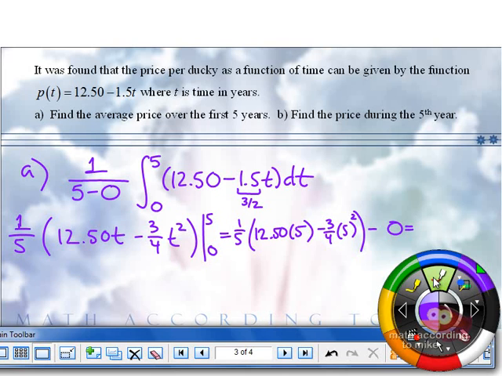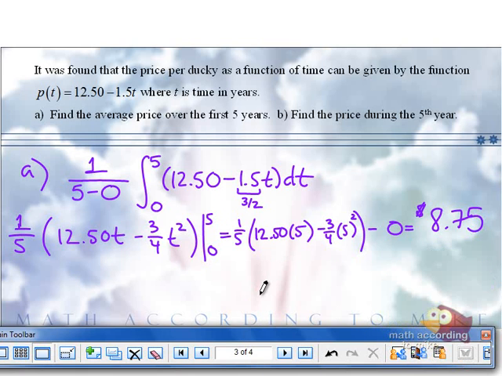What do you get? $8.75? Yeah. So the average price is $8.75. Hooray! Now this was linear, our function at least, 12.50 minus 1.5t, which means there is technically a little bit easier way of doing it without using calculus. But if it weren't linear, as in the next example, you have to use calculus.